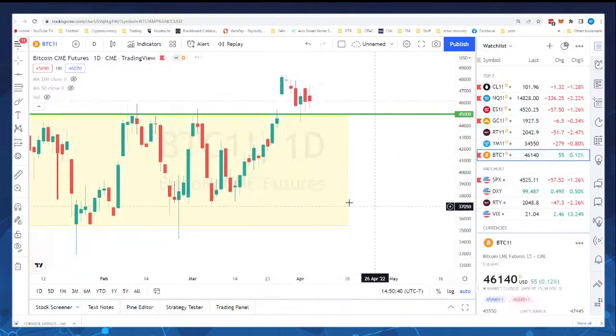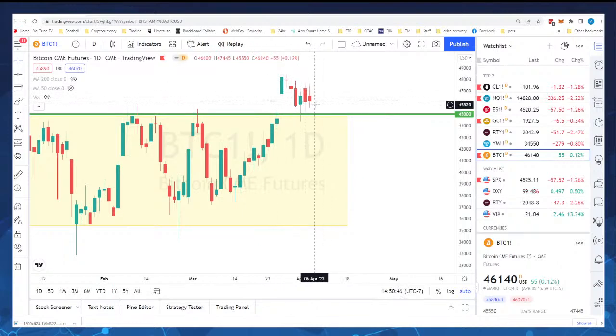And then crypto, well, not much to say here. You've got almost what looks like a pennant formation or a bullish flag on Bitcoin, which right now is up 0.1%. So there you go. There's your markets in a nutshell.